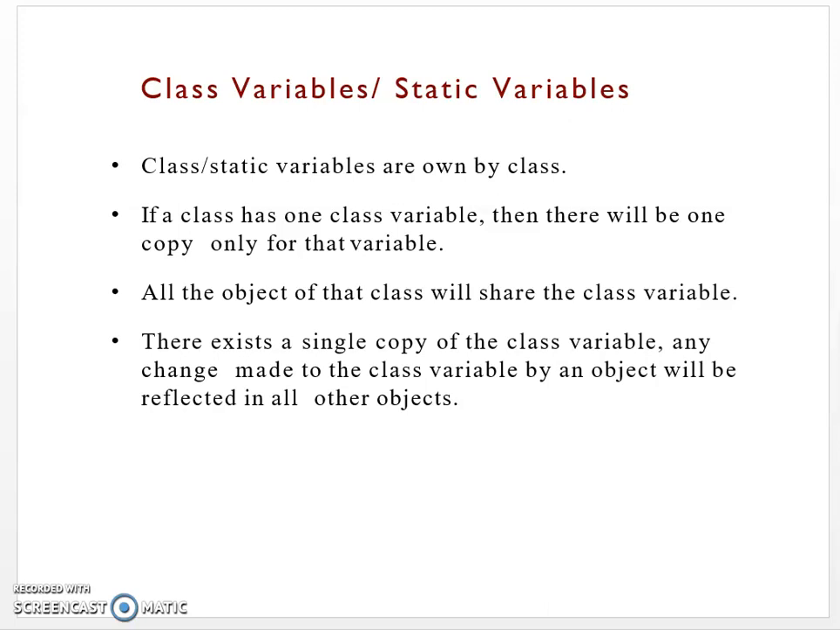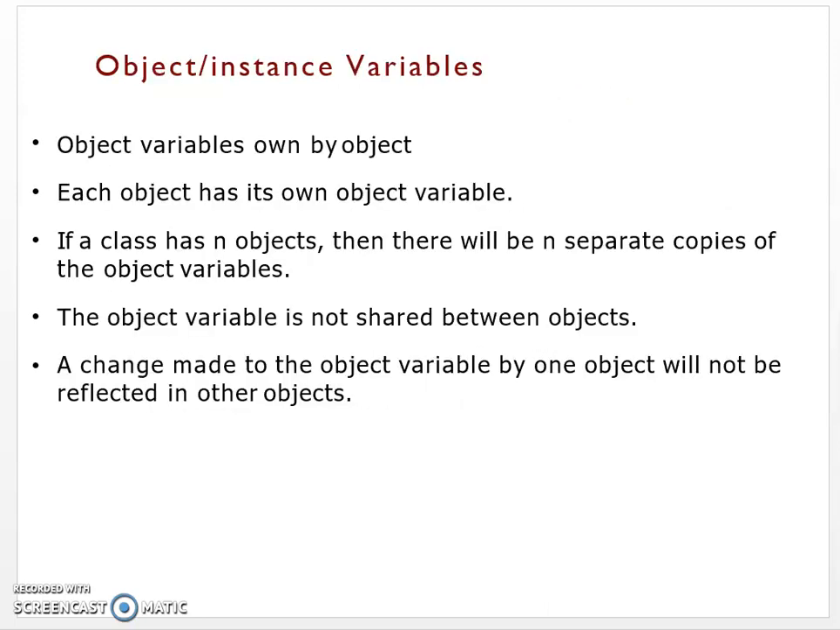There exists a single copy of the class variable. Any change made to the class variable by an object will be reflected in all other objects also. Second type is the object or the instance variable. These object or instance variables are owned by the objects. So each object has its own object variable. Suppose in a class there are n number of objects, so there will be n number of separate copies of that object variable or the instance variable.